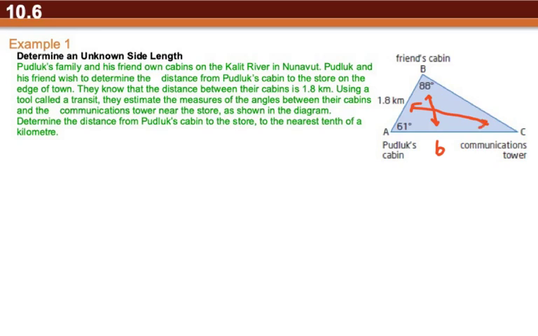We can find that third angle relatively easily because all of the angles of a triangle add up to 180 degrees. So to find that angle, simply 180 minus 88 minus 61 would give us that angle is 51 degrees.